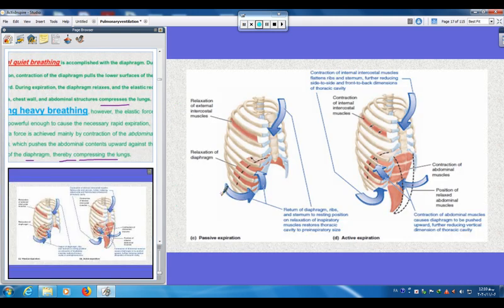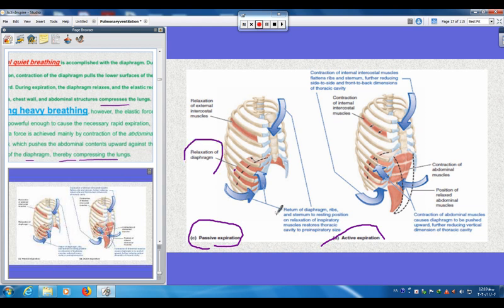You can see in this figure as well, expiration in the normal condition and quiet breathing is passive, and just in some cases, for example in exercise or in some diseases, expiration may be active. And you can see, for example, in passive expiration the diaphragm is relaxed. This causes the return of the diaphragm, ribs, and sternum to resting position, and relaxation of the respiratory muscles restores the thoracic cavity to pre-inspiratory size. Okay, and relaxation of the external intercostal muscle as well, and this you can see.